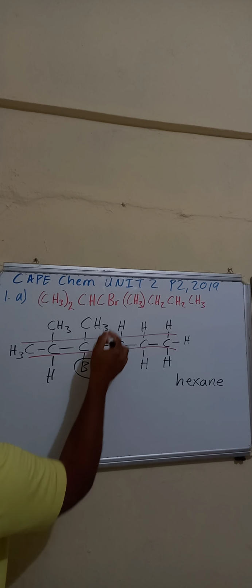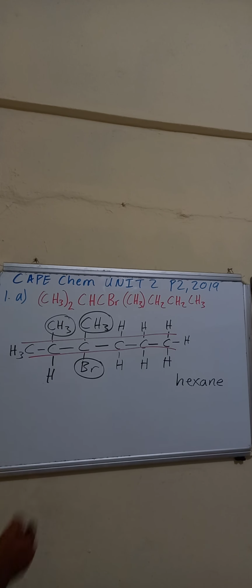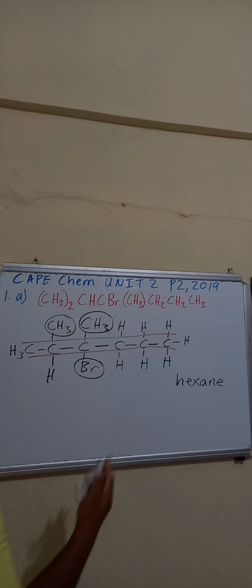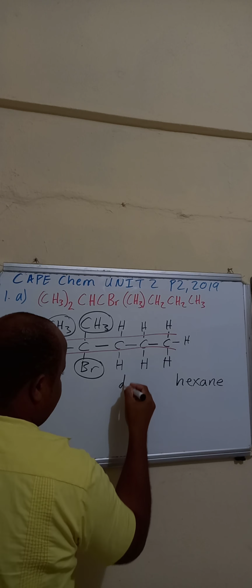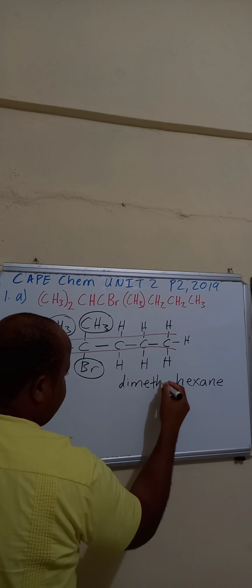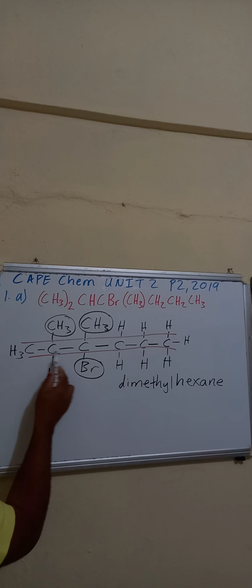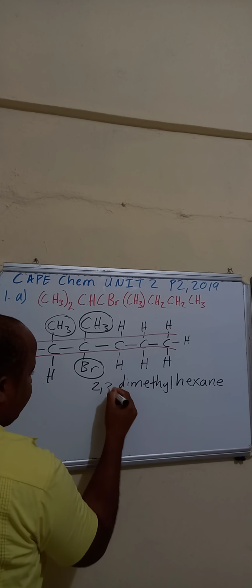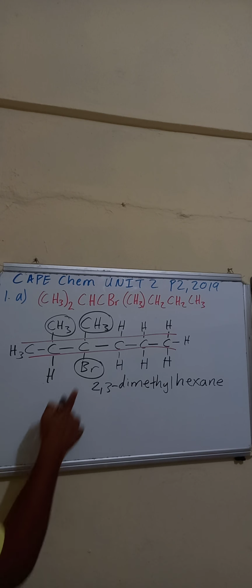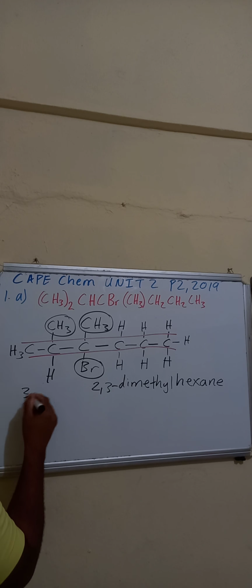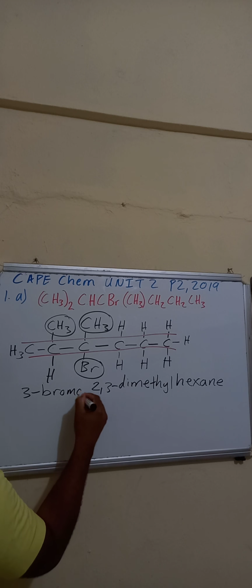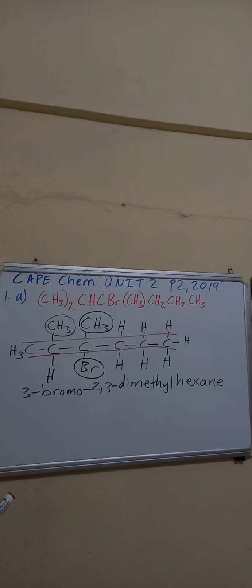We have bromo and 2 methyl groups. Clearly, they are closer to this end, so we start counting from this end. So 2 methyl groups would be dimethyl. They are on carbons 2 and 3, so 2,3-dimethyl. Bromine is on carbon 3. So it is 3-bromo-2,3-dimethylhexane.